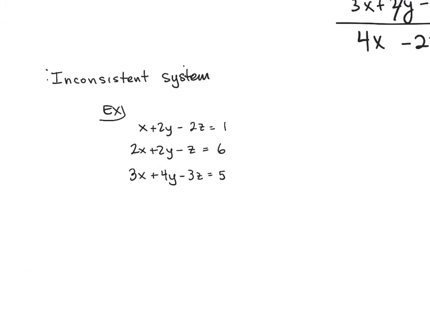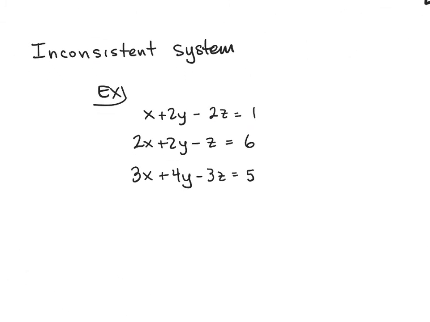So now looking at an inconsistent system of equations, or a system of equations with no solution. We need to choose 2 equations here and eliminate one of the variables. It doesn't always have to be y, but it looks like that might be the easiest variable to work with.